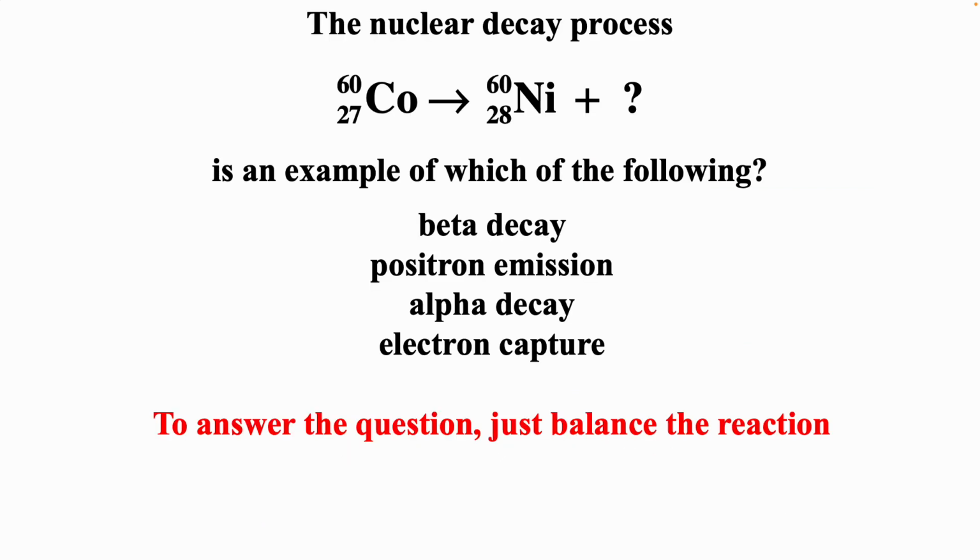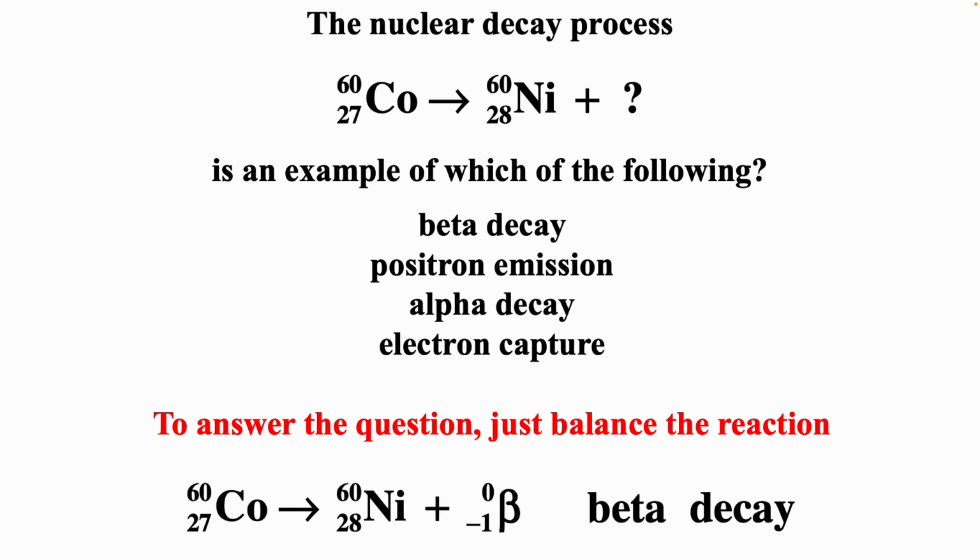And so we have this nuclear decay, cobalt changing into nickel. It's an example of which of the following. Now, to find out what is formed, all we have to do is make sure everything is balanced. And so we have a mass number 60, mass number 60, and so that means what's being formed will have a mass number 0. 27, 28, and so whatever's formed is going to have a -1 charge, which would mean it's going to be a beta particle. So to figure out what is formed or what type of decay is occurring, you just make sure that the nuclear reaction is balanced.